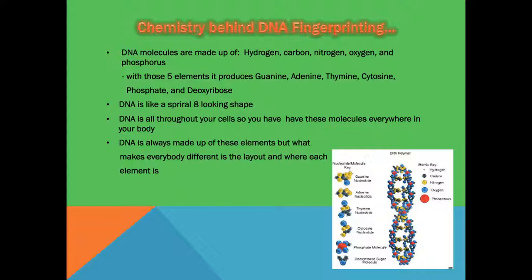DNA is like a spiral ladder looking shape. DNA is all throughout your cells, so you have these molecules everywhere in your body. DNA is always made up of these elements, but what makes everybody different is the layout and where each element is. And as you can see, the DNA polymer shows where the hydrogen, carbon, nitrogen, oxygen, and phosphorus are, and where the guanine, adenine, thymine, cytosine are.